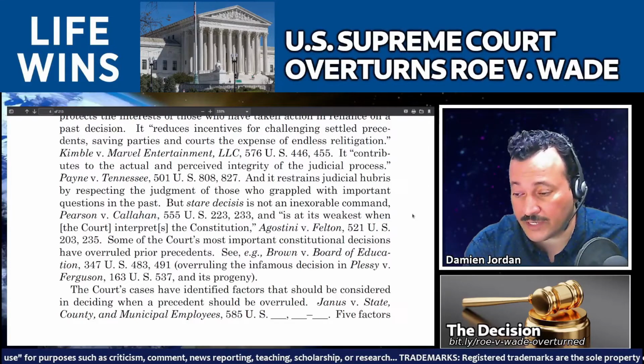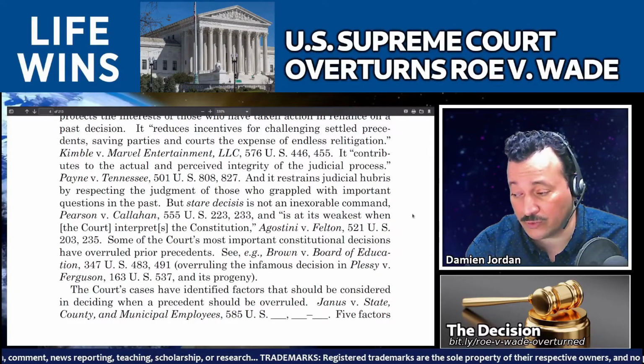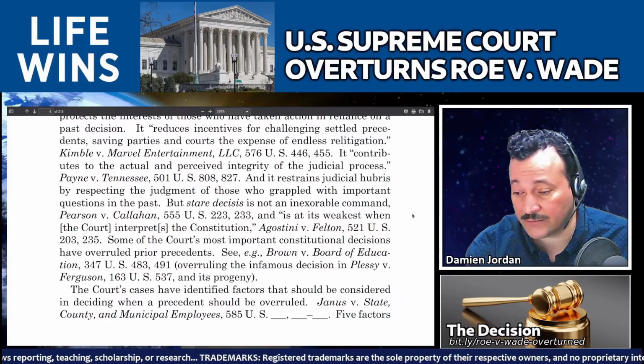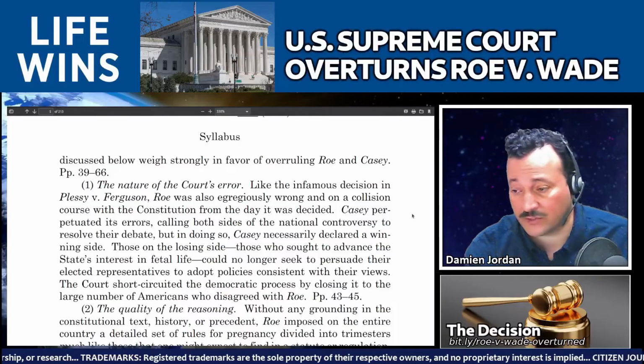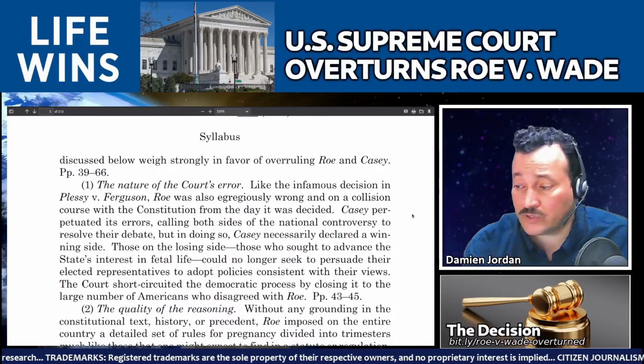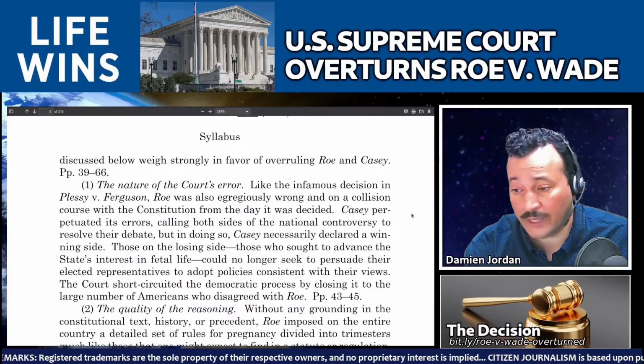The court's cases have identified factors that should be considered in deciding when a precedent should be overruled. Janus versus State, County, and Municipal Employees. The 5 factors discussed below weigh strongly in favor of overruling Roe and Casey.